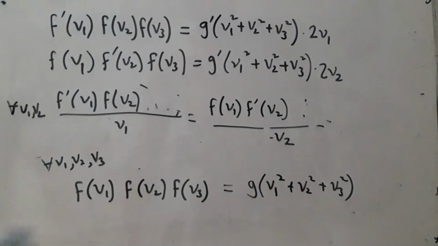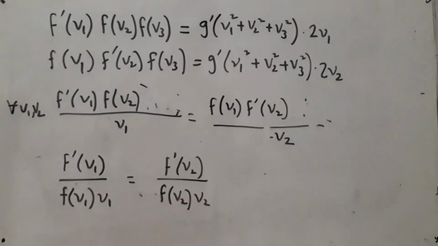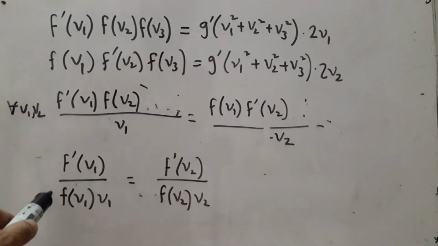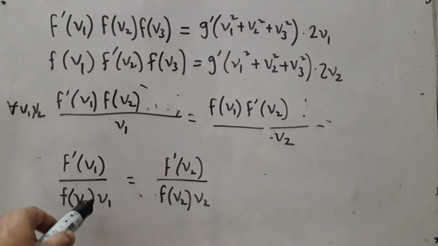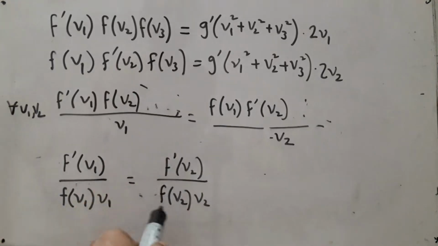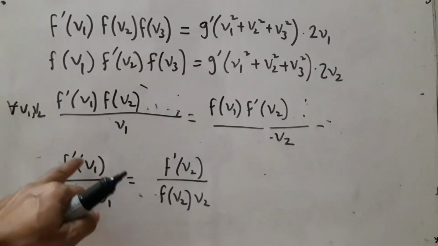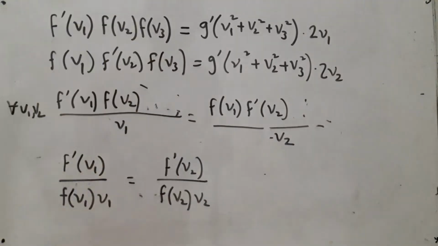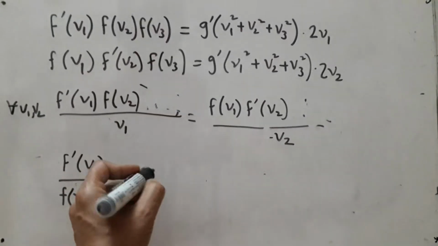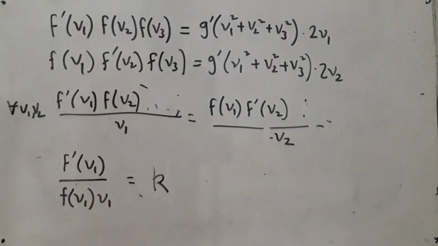Now take all the V1 quantities on one side and the V2 quantities on the other side to get F prime V1 divided by F V1 times V1 equals F prime V2 divided by F V2 times V2, and this must hold for all V1, V2. Now what does that tell you? Both the things are exactly the same thing, but I have evaluated it at different points. Whatever points I evaluate it at, I'll get the same answer, which naturally means that this must be a constant. Let's call it K. So let's drop the subscripts now.